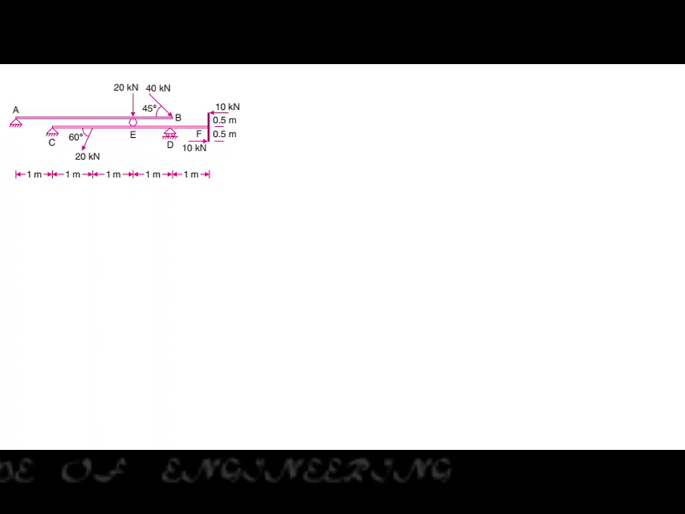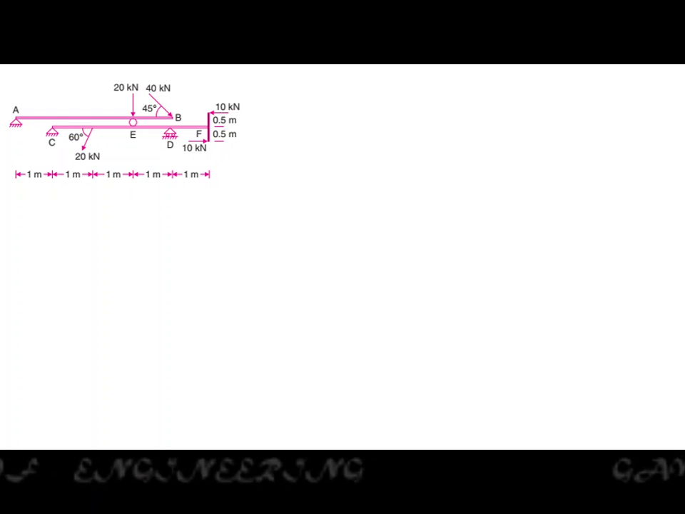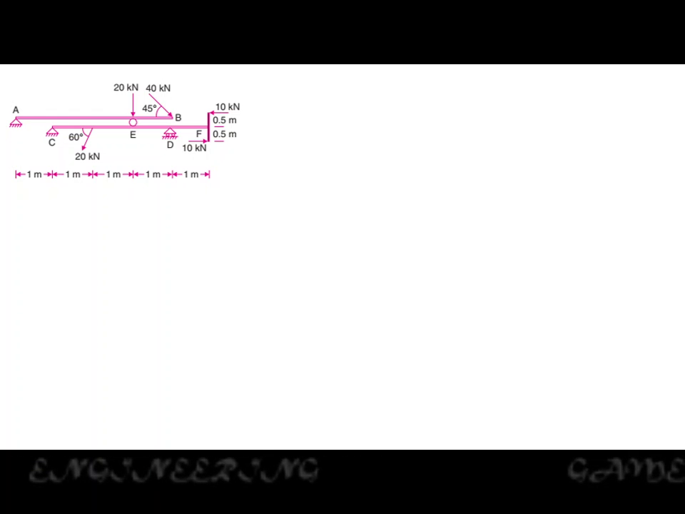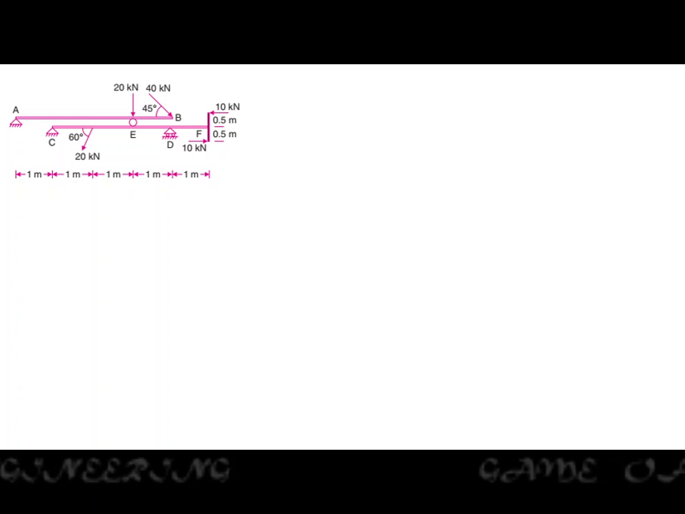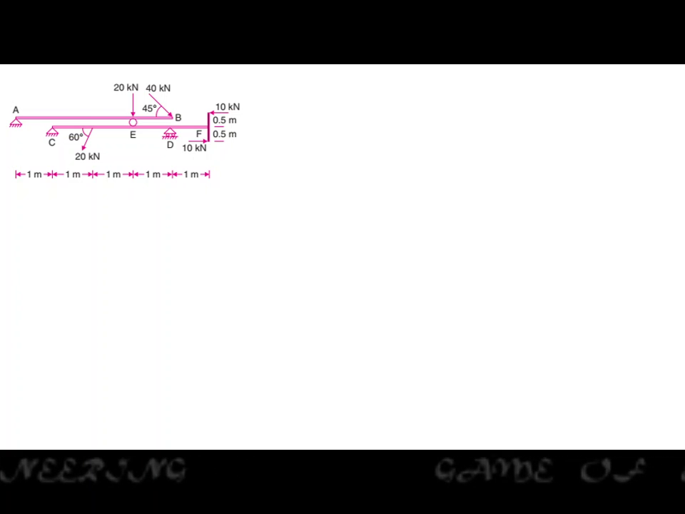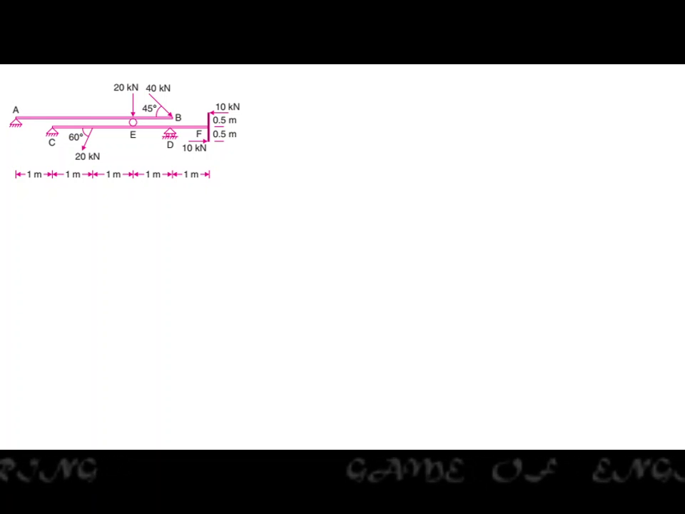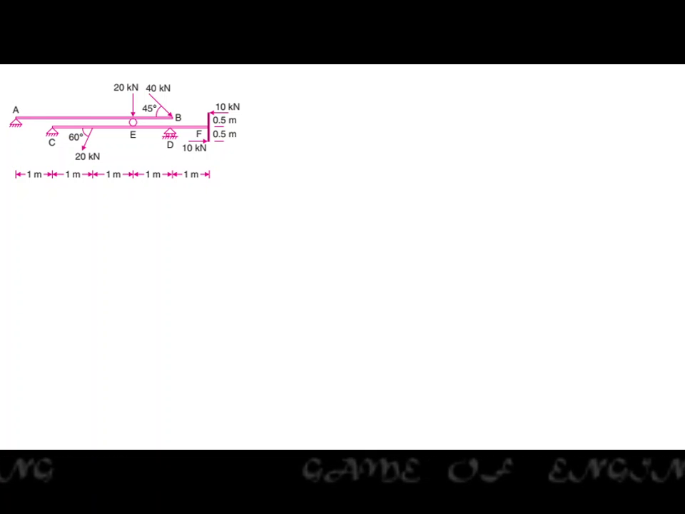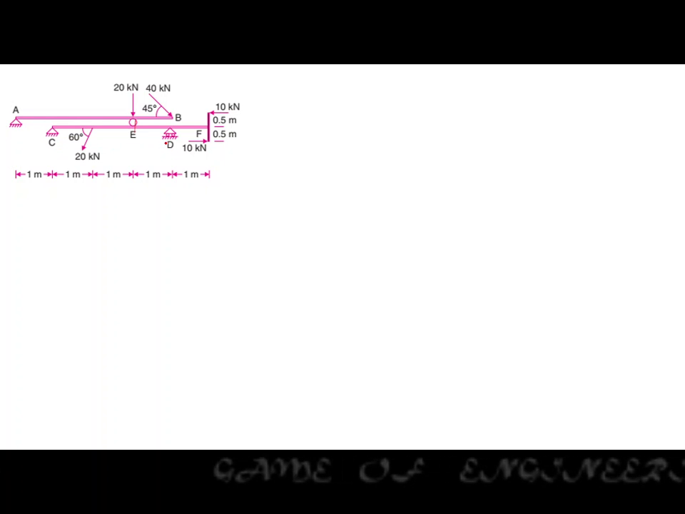So today we will be discussing one more problem in connection with the support reaction. In the figure you can see two beams AB and CD, in which AB and CD are hanging beams, and we have the support of beam AB at point E and the support of beam CD at points D and C.